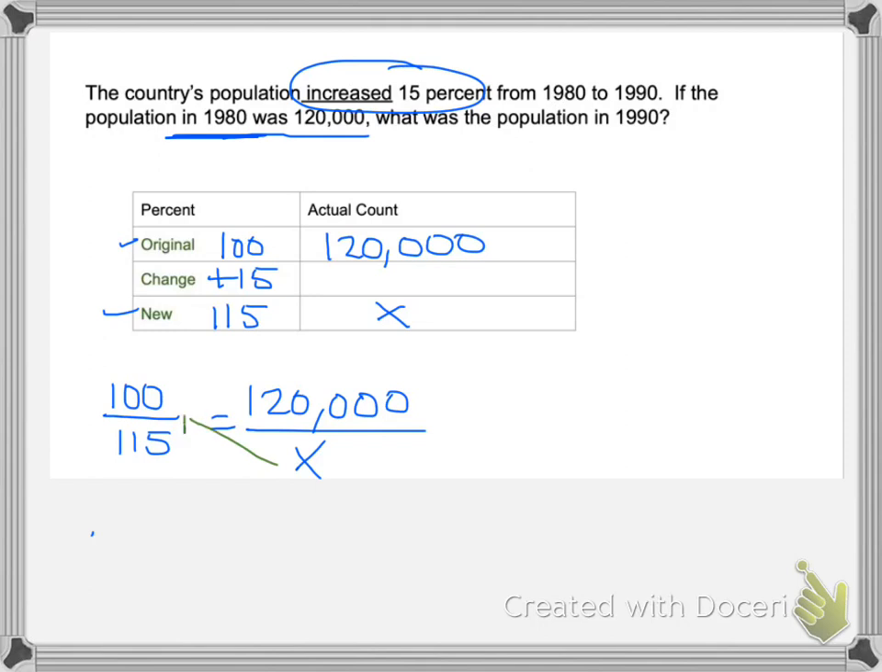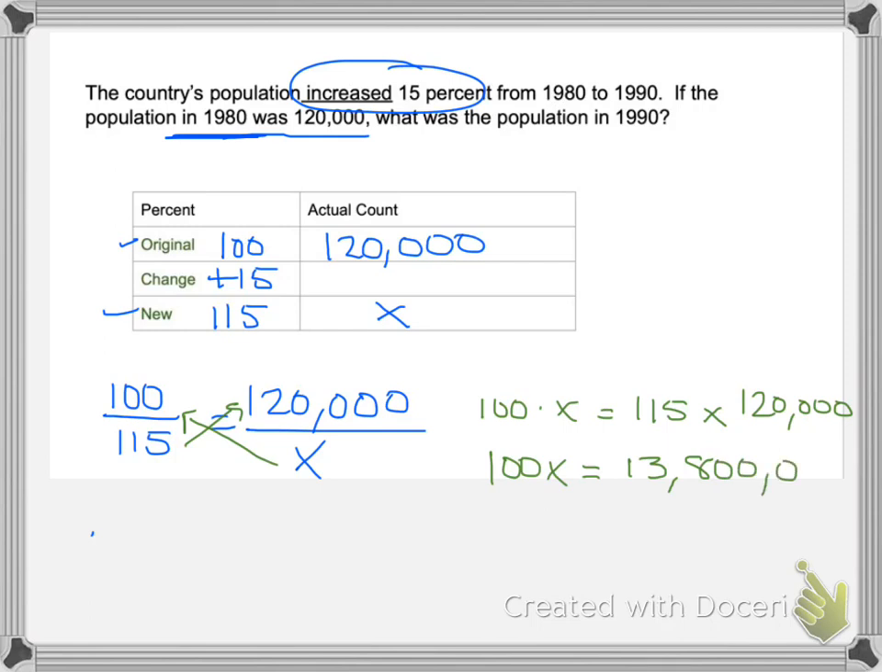Okay, how do we solve these? Remember, we can solve these by cross products, right? So if we go up across and multiply, we do 100 times X is equal to 115 times 120,000. And 100 times X will just give us 100X. And I did the math, 115 times 120,000 is 13,800,000.